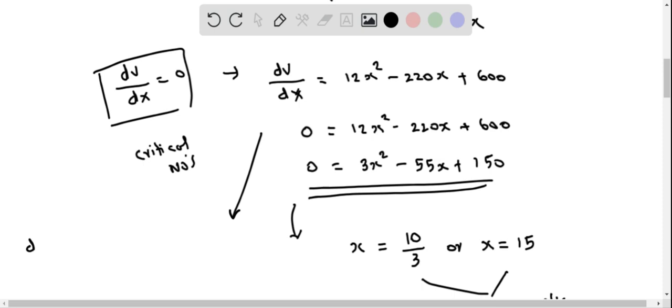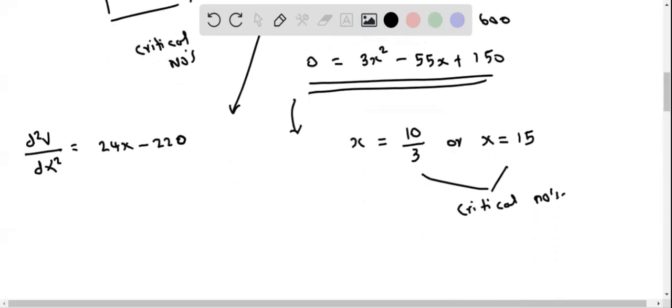I'm going to find the second derivative over here, that is d2V by dx2 equals, I have to differentiate this 12x squared. When I differentiate the 12x squared, I get 24x, and then minus 220x, differentiate this, you get minus 220. Now we have to use these critical numbers, plug them into the second derivative, and see if it is coming up as positive or negative. So let's first plug in 10 by 3. So I'm going to plug into d2V by dx squared when x equals 10 by 3.